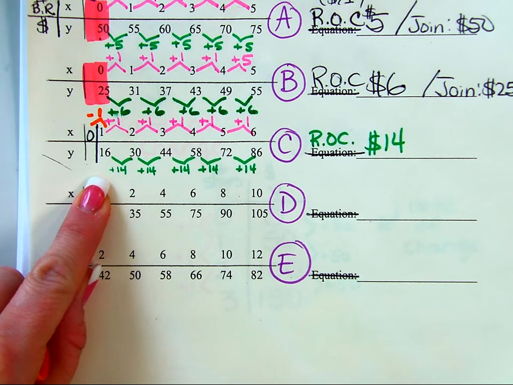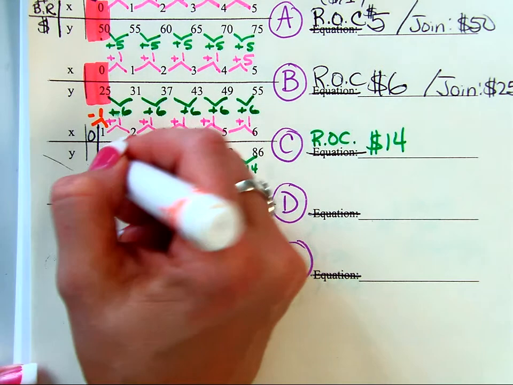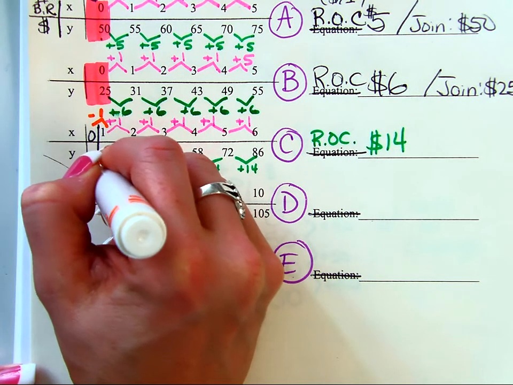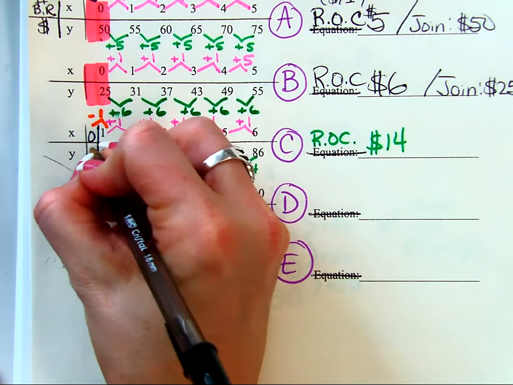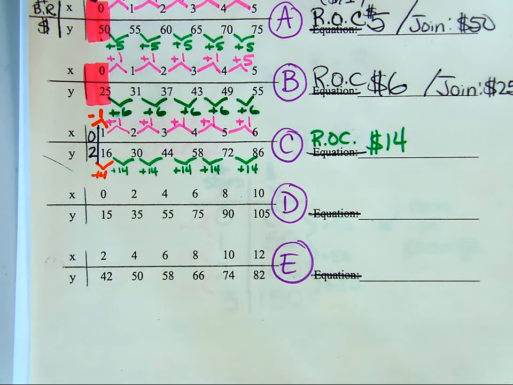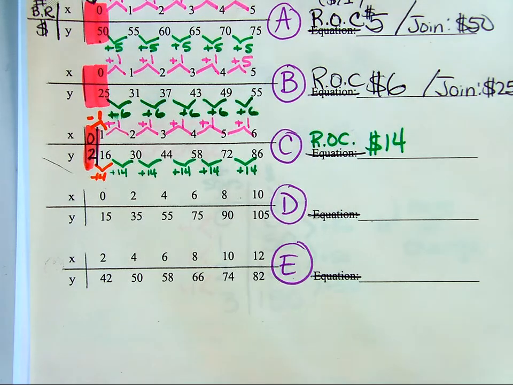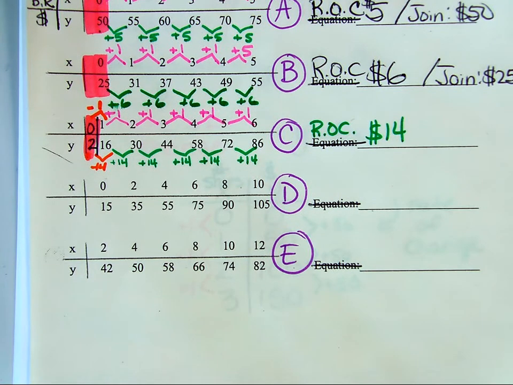This club's not looking too bad, huh? How much to join this club, Dominic? $2, right? How did Dominic get $2? Because he took 14 away from 16. All right, now we're talking. Because it costs $2 to join this club. That's way better than 50. But it costs what? $14.